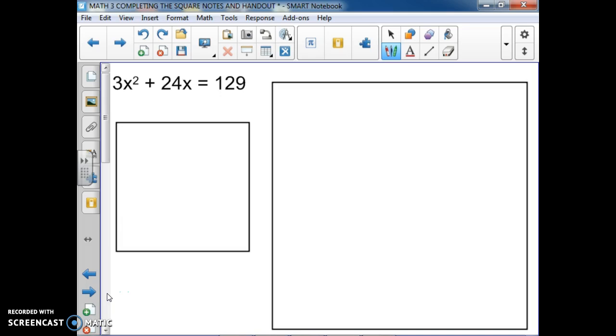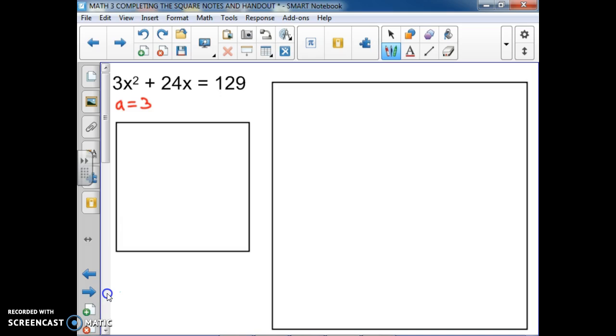I'm just going to go ahead and get into the first example. The example is 3x squared plus 24x equals 129. The difference between this problem and the last problem is that we now have a leading coefficient other than 1. Our coefficient is 3. And our C has already been moved to the other side. This 129 has already been moved, so that kind of cuts out a step for us.